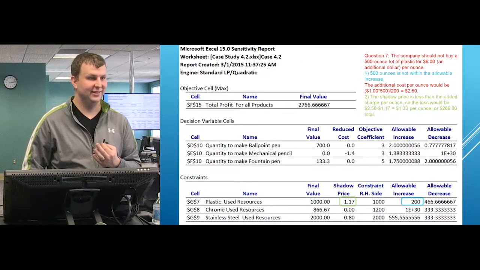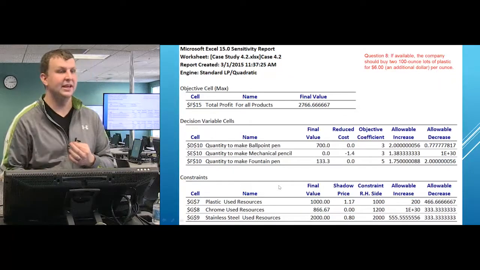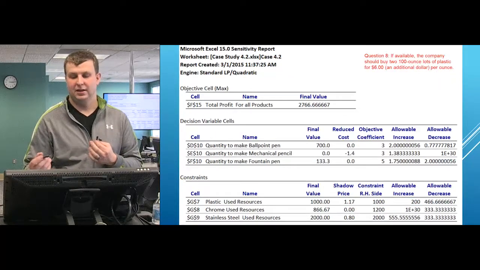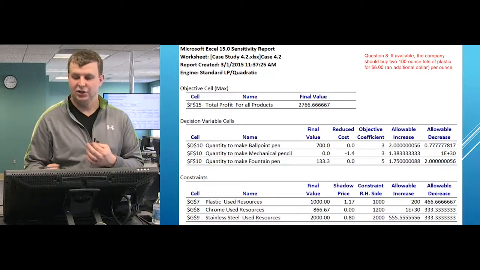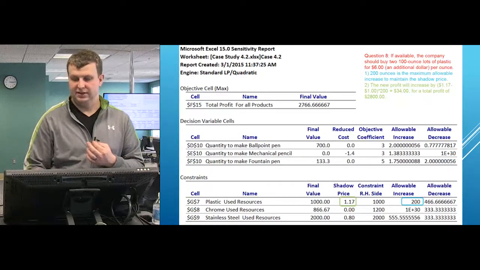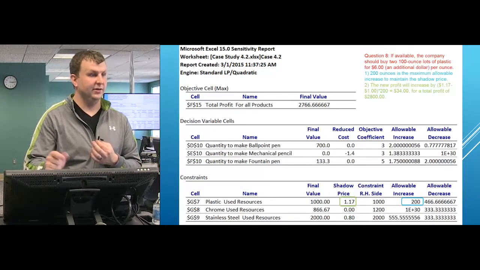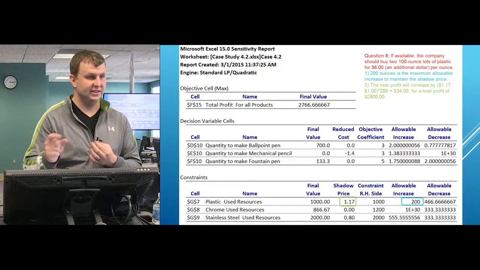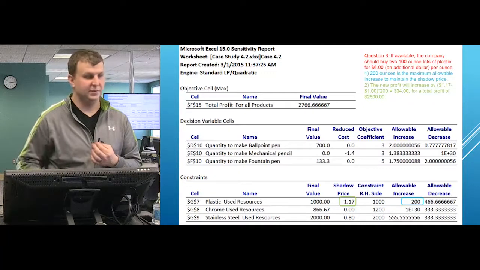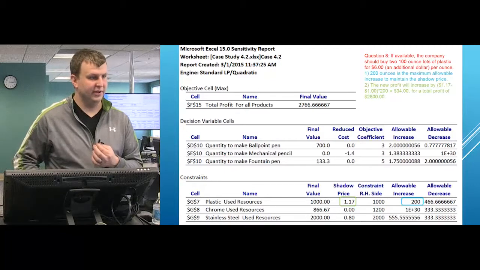Okay. So if we go to only buying 200 here, which is question 8, we can buy in 100-ounce lots instead of 500-ounce lots. In that case, we can buy the 200 ounces, and that will actually increase our profit because it's this $1.17 of a shadow price, and then we buy it for $1. So basically, what it ends up being is a 17 cents adder, which ends up giving us $34 more to our total model, which puts us right around 2,800 with some rounding.